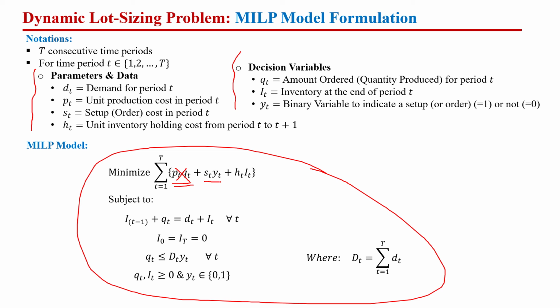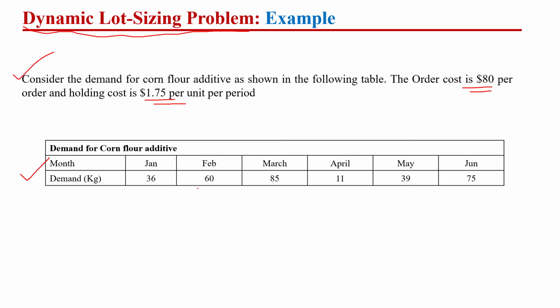We know that this is the order, or you can say the setup cost, this is the holding cost, this is the inventory balancing constraint, this is the initial and the last time period inventory condition, and this is the quantity we can produce whenever there is a setup or an order. So how can we model this in OPL CPLEX Studio while considering this data set?